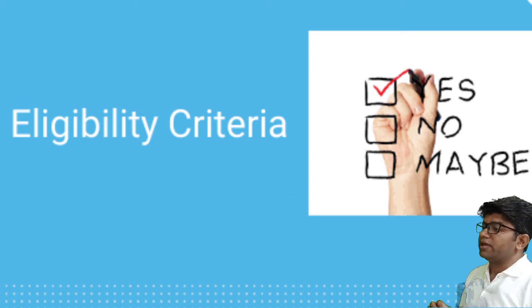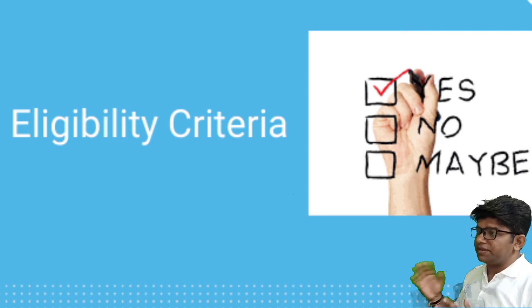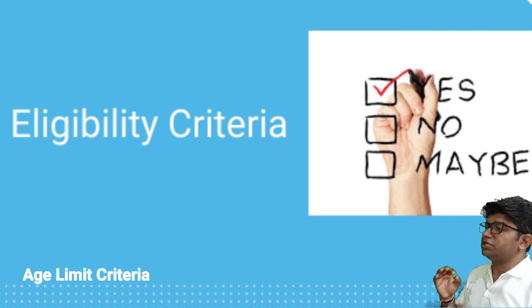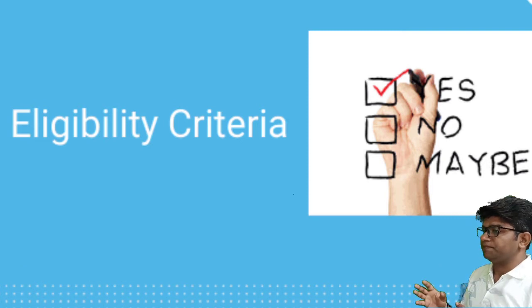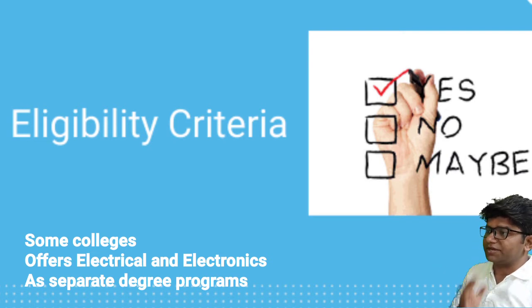Some exams require a JEE score, J being Joint Entrance Examination, as a minimum eligibility criterion. Some colleges and universities also have an age limit. Electronics engineering as a separate program is available in some colleges, which have a separate program for electrical and a separate program for electronics engineering.